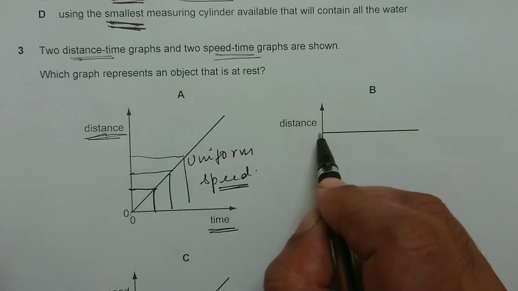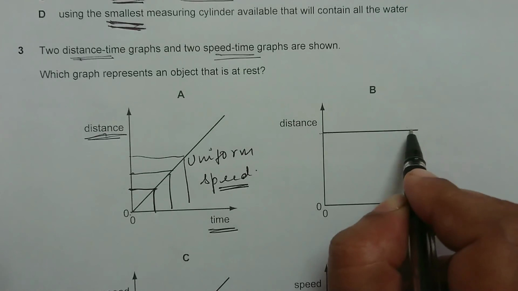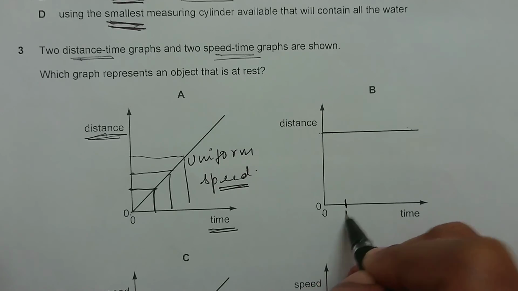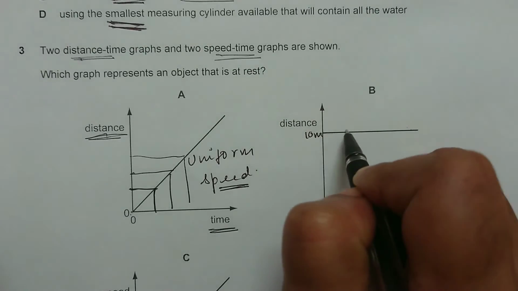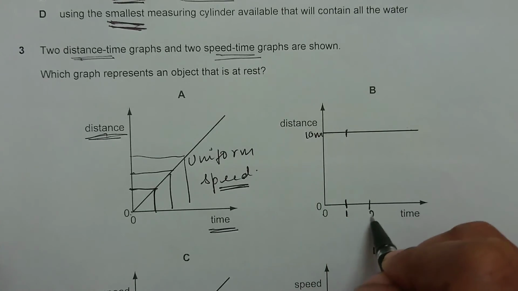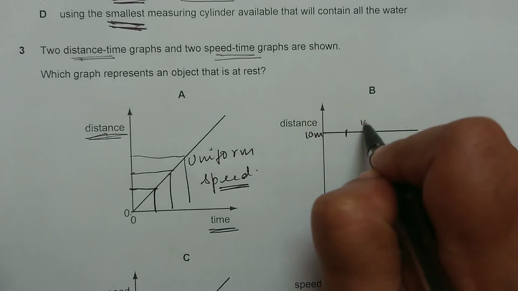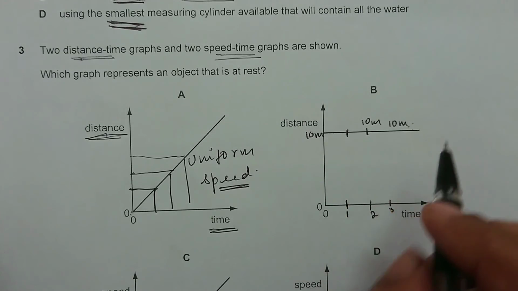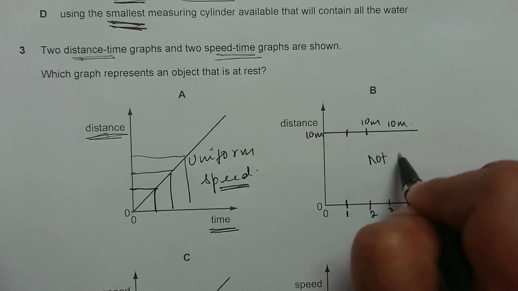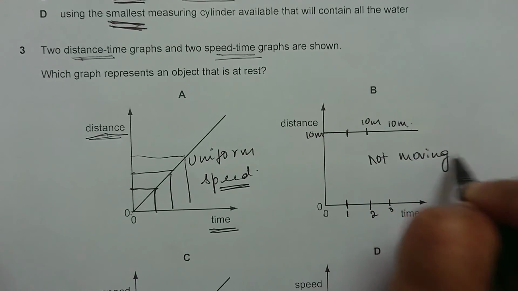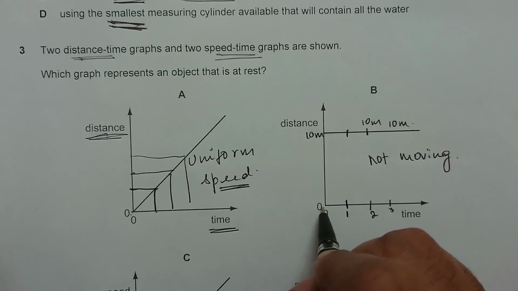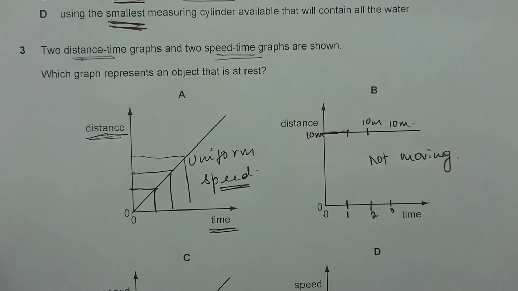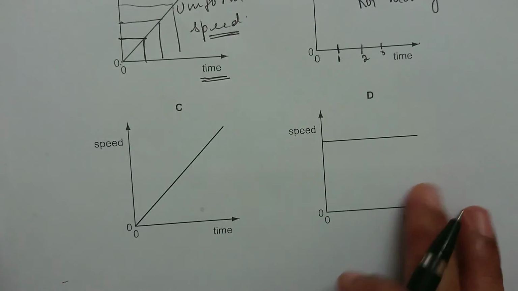Distance, this is a straight line and this is 0. For example, if you consider this as 1 second, which is at 10 meter. At 1 second it is at 10 meter. At 2 seconds it is still at 10 meter. 3 seconds it is still at 10 meter. Means what? The object is not moving, because during the entire time period it is remaining at the same place. Correct? Let us check C.